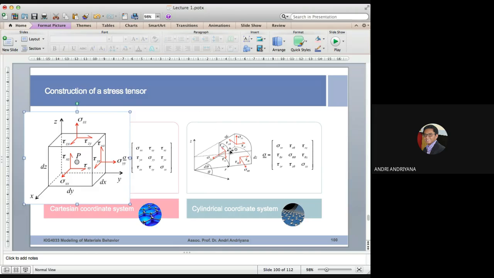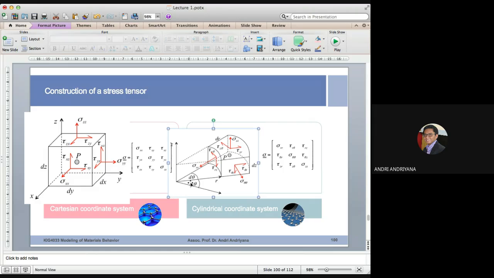Similar things go also if we use the cylindrical coordinate system. In the cylindrical coordinate system, we have axes instead of x, y, z. It is the radial direction. If we imagine a cylinder, the radial direction is the direction from the axis of the cylinder outward. Okay, so this is the radial direction. You can have the tangential direction theta, perpendicular to the radial direction. And then the third one is the z-axis, which is the axial or longitudinal axis, the axis of the cylinder itself. So in this way, you can do the same thing.